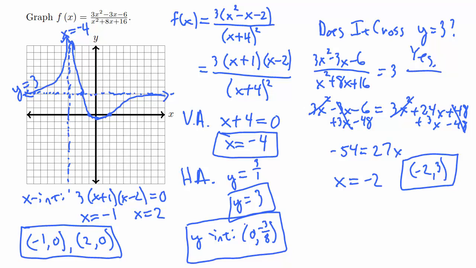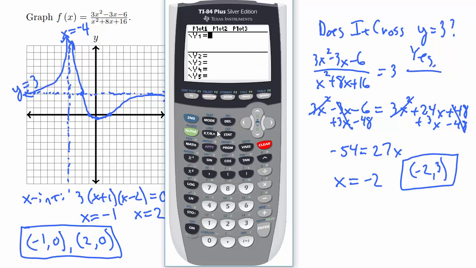And one thing is sometimes nice to graph this. So if you go to your calculator, I would do alpha y equals enter, if you can, and then do 3x squared minus 3x minus 6, and then go down to x squared plus 8x plus 16. All I've done is I've typed in the function. Then graph it.